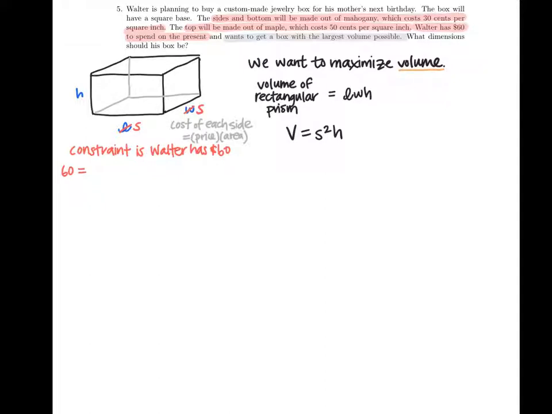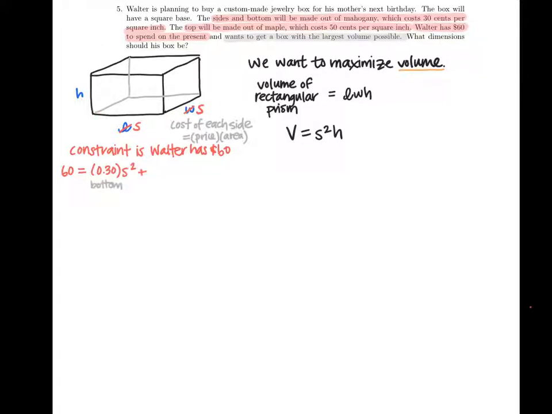Now, because we started with dollars right here, $60, I want to convert these 50 cents per square inch into a dollars amount. So you'll see $0.3 per square inch or $0.5 per square inch. Let's start with the bottom. The sides and bottom are the mahogany pieces. The bottom here has a price value of 30 cents per square inch and an area of S squared here because it is a square bottom.